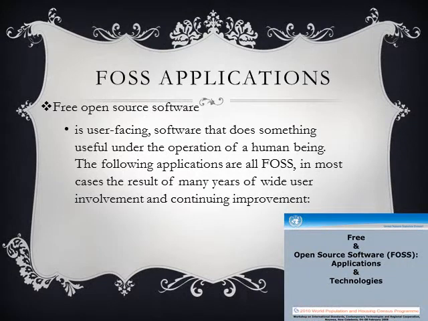FOSS applications, or free open source software applications, are the next type of software we're going to talk about. They're less common than commercial proprietary software, but free and open source software may also be commercial software. It is a user-facing software that does something useful under the operation of a human being. So yeah, there's a lot of different types of FOSS.